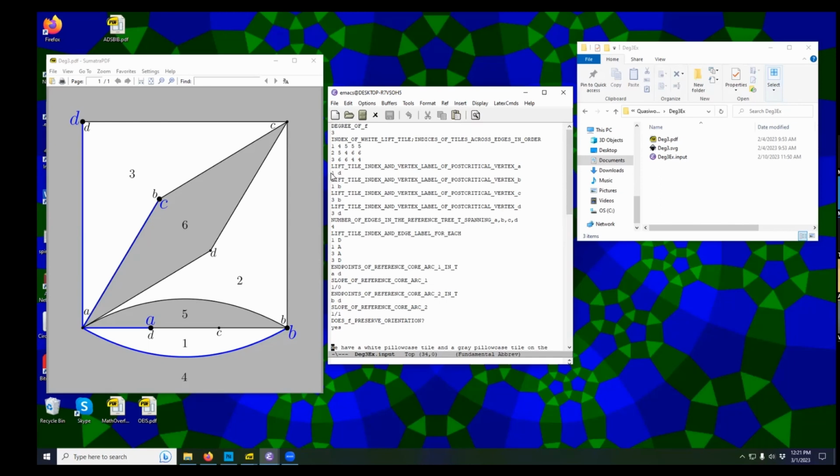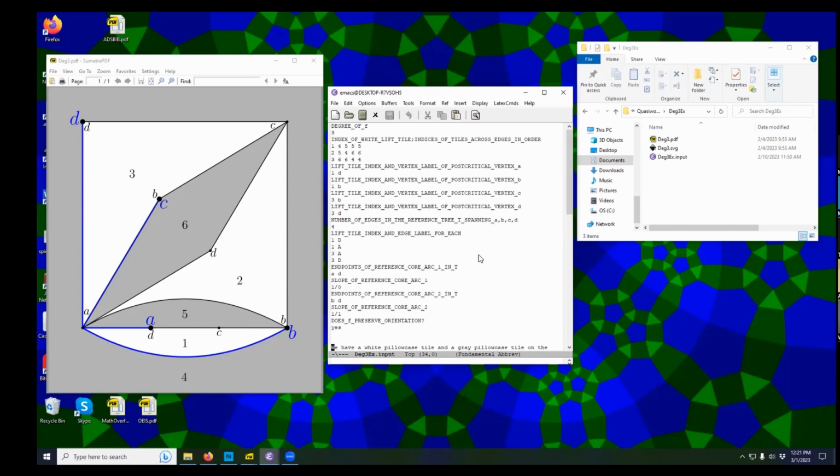The next block of information here is telling the program where the post-critical points are. So this information right here is saying that post-critical vertex A is in tile number 1, and it has label D. So tile number 1 is here. Here's the vertex with label D. Yes, that is post-critical vertex A. Similarly, post-critical vertex B is at 1B. 1B has post-critical vertex B. And so forth. We do that for all 4 post-critical vertices.